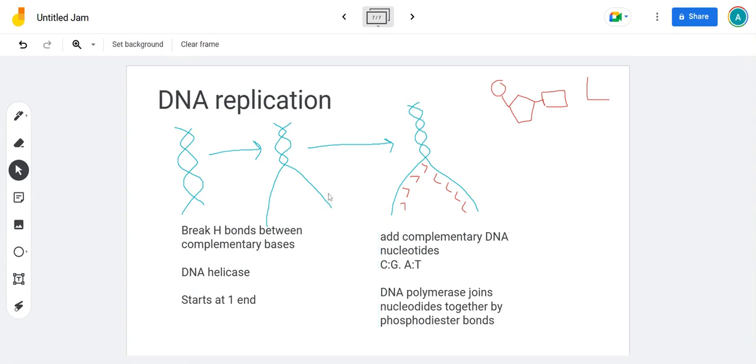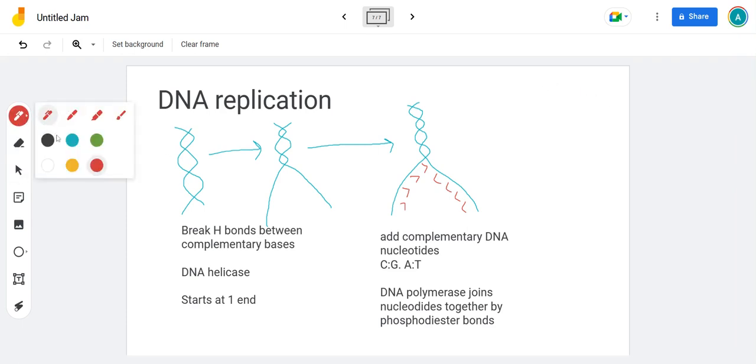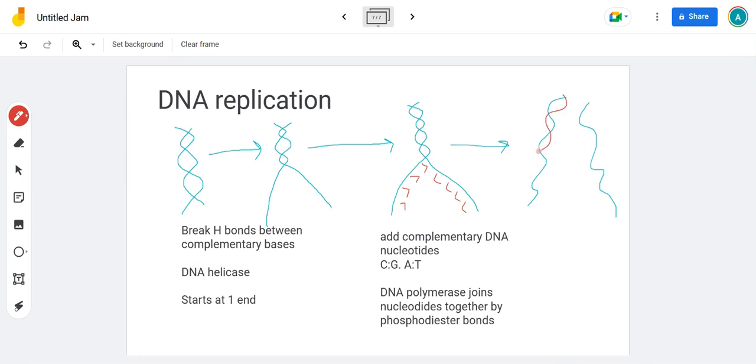And we need to know that this process is what we call semi-conservative. That's because if you look at the colours that I've used there, the blue is the original strand and the red is what's going to form the new strand. So as this continues, eventually we're going to end up with new double helixes that have one red strand and one blue strand. So one original strand and one new strand. And we call that semi-conservative.